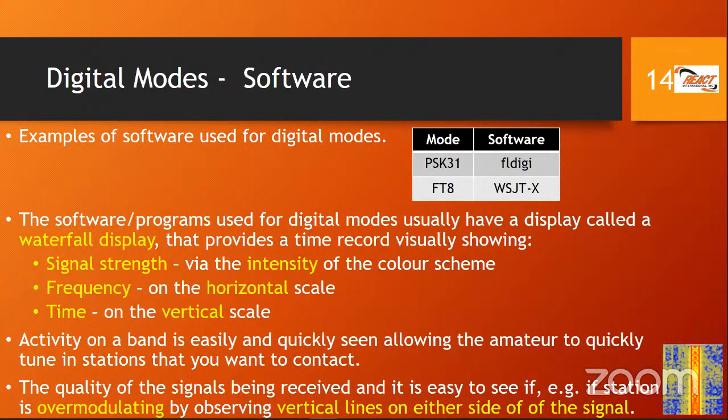Also, you can tell the quality of the signal by looking at the waterfall. So for example, and you need to know this for your exam as well, if a station is overmodulating, you will see vertical lines on either side of the signal. So there's a picture representation of what that might look like. So you need to know this for the exam. If a station is overmodulating, you can visually see it, especially for digital modes. You may not be listening to it, your computer is decoding, but if you look at the waterfall, you'll see if they are overmodulating.